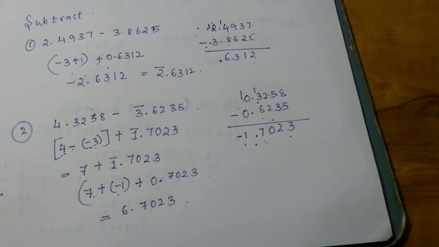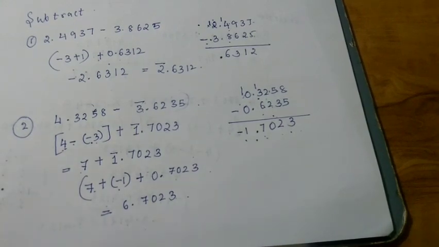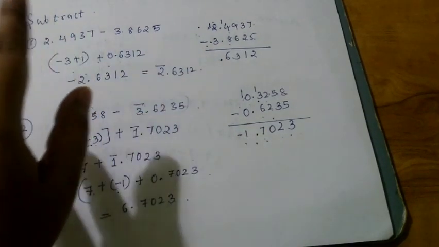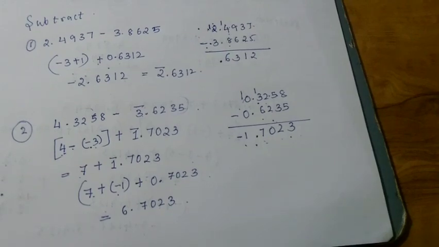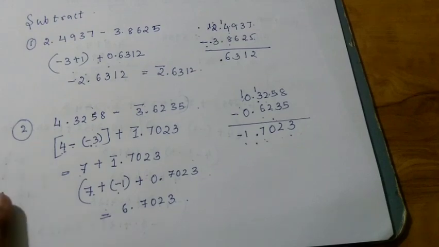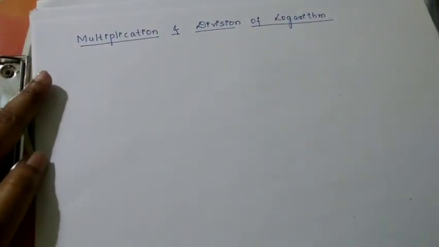I hope, as far as addition and subtraction are concerned, there are no doubts. Now let's move to the multiplication. So for addition and subtraction, be clear that you have to take the characteristic part on one side and the mantissa part on one side, then add the mantissa part along with the characteristic part. Okay, this is regarding addition and subtraction. Next, if we move to the multiplication and division of logarithms, it also moves in the same way.